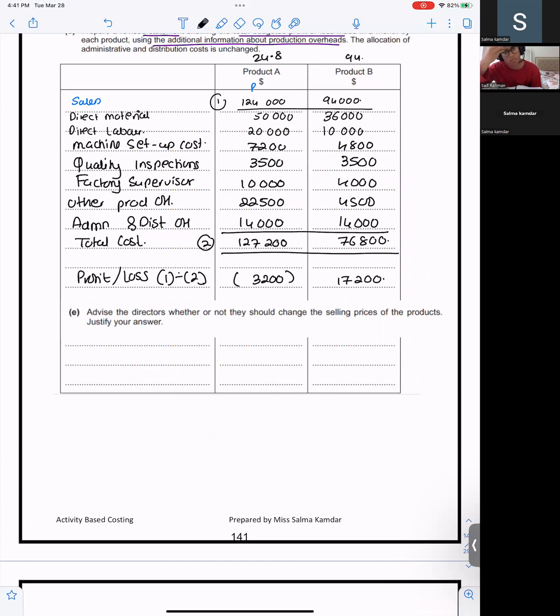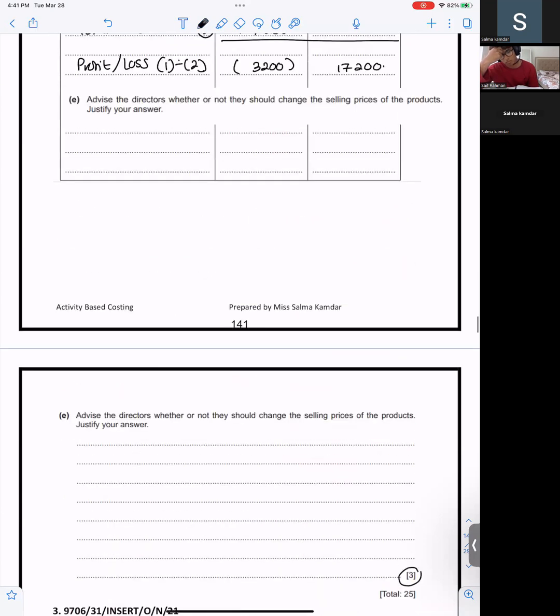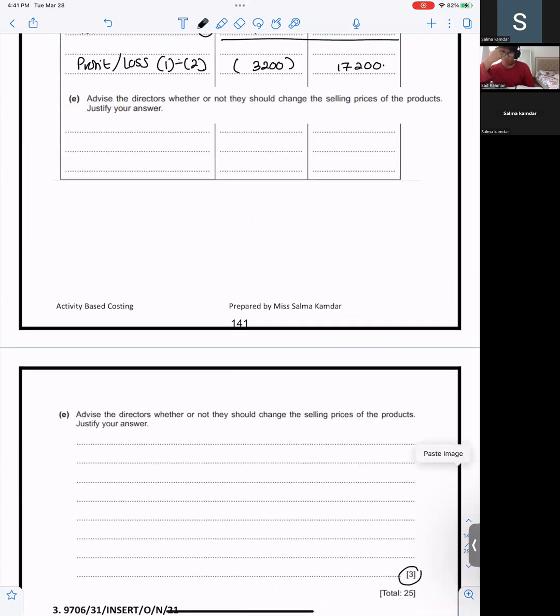Okay. So if you see, I should try and change the selling price of my product. It's just for 3 months. So I just need to write it. Advise the directors whether you should change the selling price of the product or not. What is your advice? They should for product A, and for product B they should, because they're getting a loss. So if they decrease the selling price, they could get more sales.